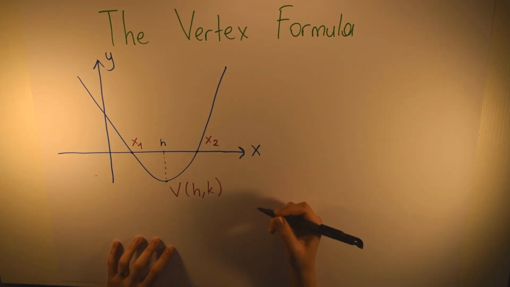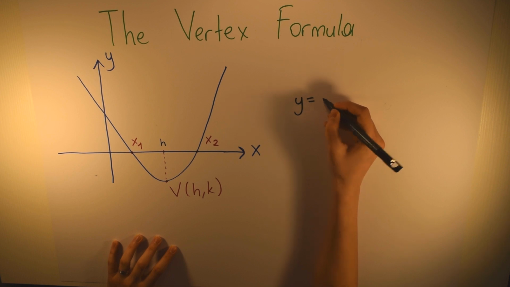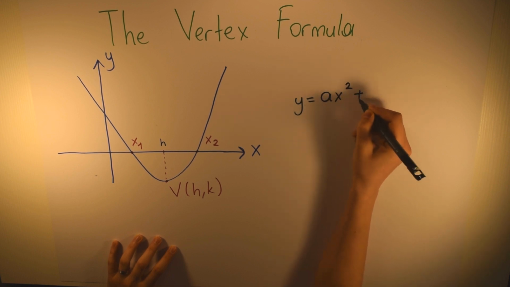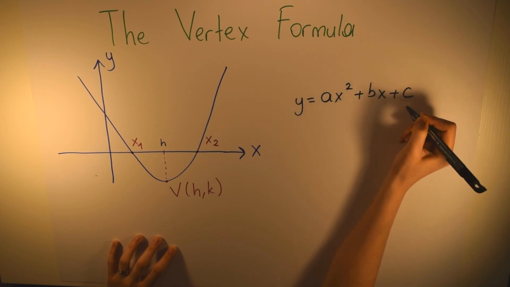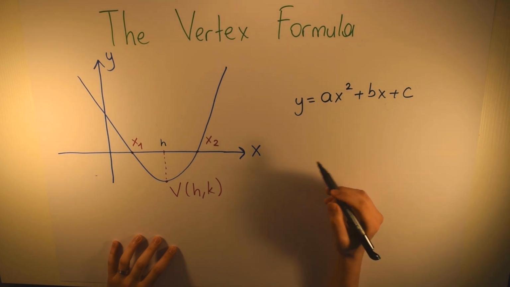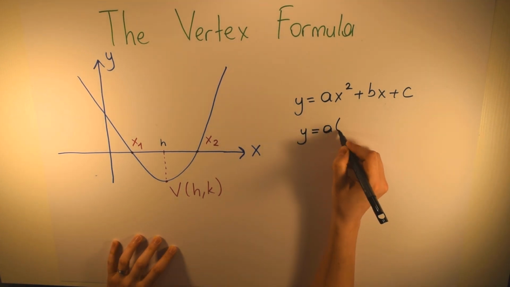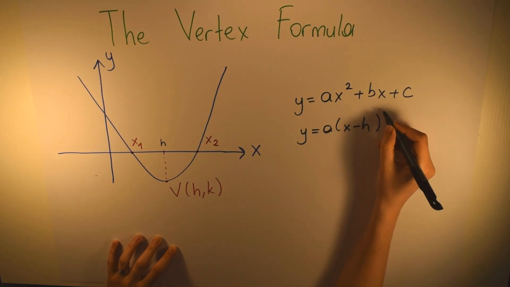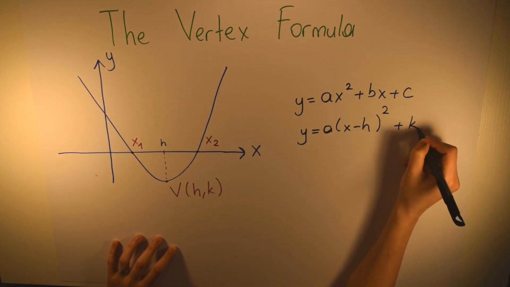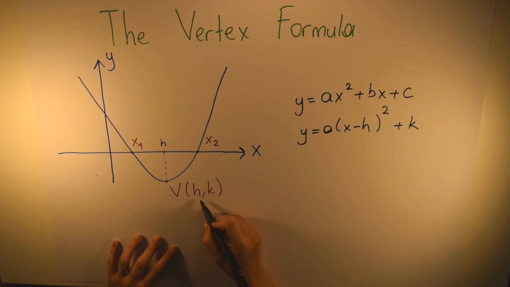So the standard equation of a parabola is like the standard formula of a quadratic equation, which is y equals ax squared plus bx plus c, right? But the equation for a parabola can also be written in vertex form, which is y equals a(x minus h) squared plus k. Okay, you can also write it like this. So in this equation, the vertex of the parabola is the point (h, k).